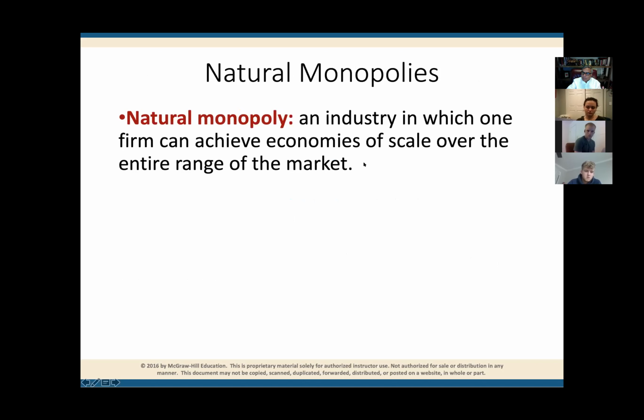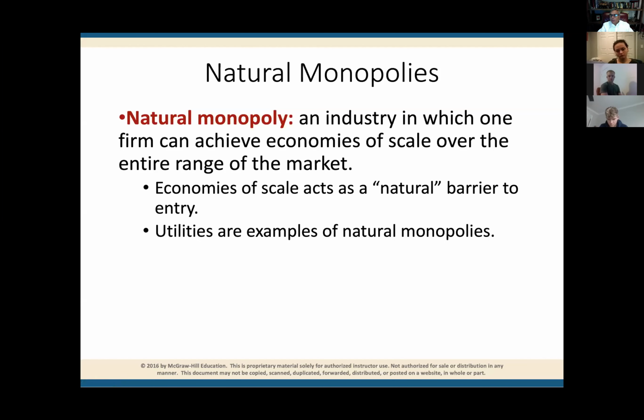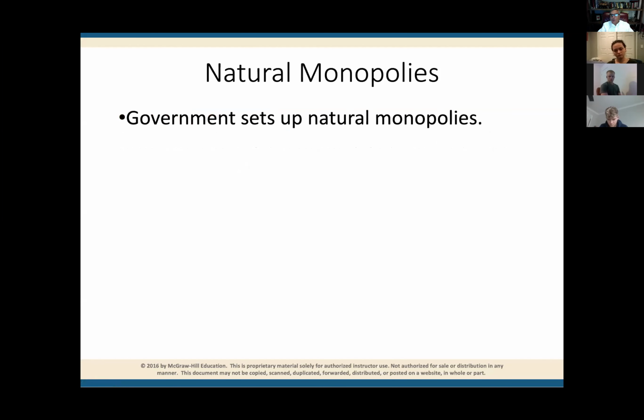Now, like I said, in some cases an industry exists as a result of government protection, and that's a natural monopoly. The question is, why would a government allow one company to be the only supplier? The argument is that the government believes that by having only one company supply the product, this company will be able to achieve economies of scale.